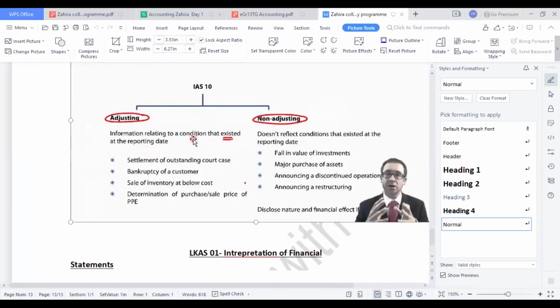Information relating to a condition that existed at the reporting date. If something happened before the year end, even though it is going to impact the future, we should treat it as adjusting. But what other things can become a problem for us? Settlement of an outstanding court case. You have not paid the court case balances. If you don't pay the court, your whole business may be taken by the court. So at this point, you should try to pay the court's balances.